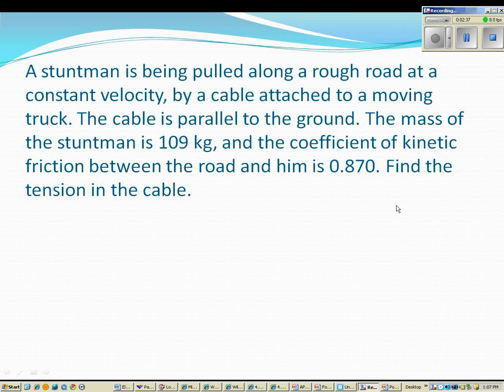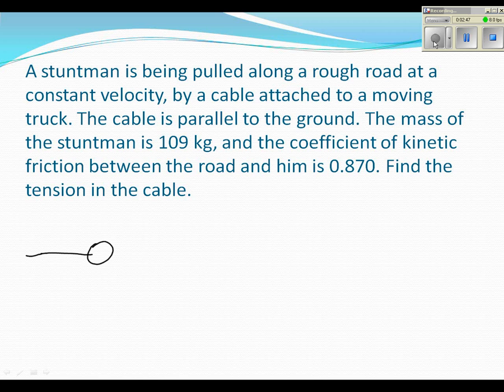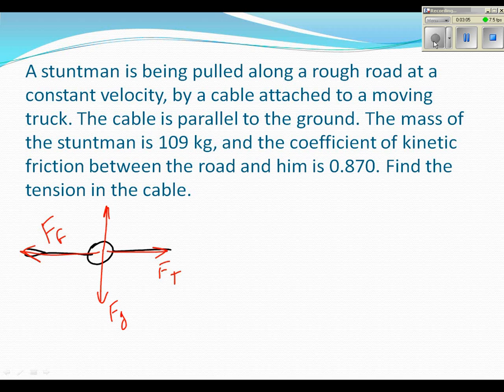The key here is that he is moving at a constant velocity, so we know all the forces adding up on him will add up to 0. I'm first going to draw the picture to give us an idea of what's going on. Okay, and let's draw all the forces that are acting on this person. We have the force of tension this way. We have the force of friction back the other way. We have the force of gravity pulling down. And we have the normal force pushing up.